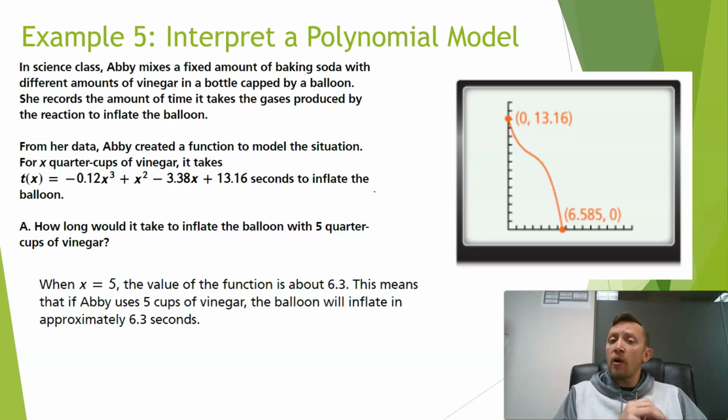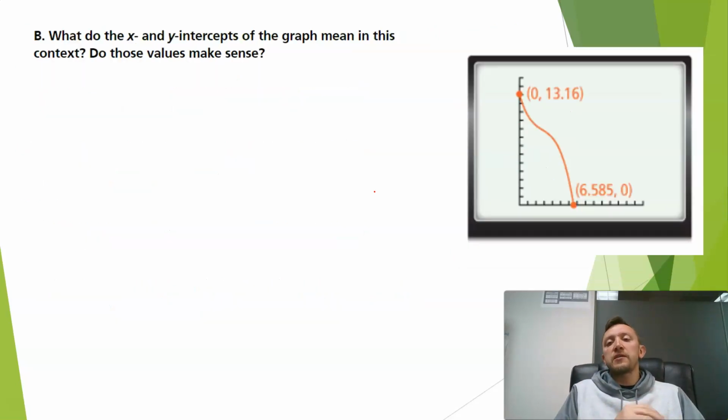Because if you think about it, the y-intercept is where x is 0. So if I put 0 in there for x, it will wipe out everything else, leaving me with 13.16 seconds. So you can always identify the y-intercept super quickly by just putting 0 in for x. It's a little more difficult and more challenging to find the x-intercept, so that's where the graph makes it a lot easier. So we can see in this situation that the y-intercept is 13.16 and the x-intercept is 6.585.